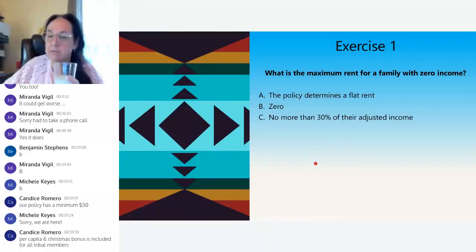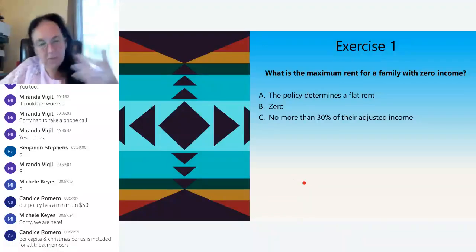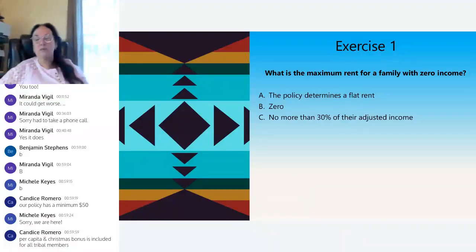adjusted income. So there's actually 2 correct ones. Per capita and Christmas bonuses is included for all tribal members. If you're including that as income, then you know that they have that minimum income, so you've got a safety net of sorts. As long as you spread it out over the year, it comes out to over that 30%. Just have somebody do those calculations to protect yourself.